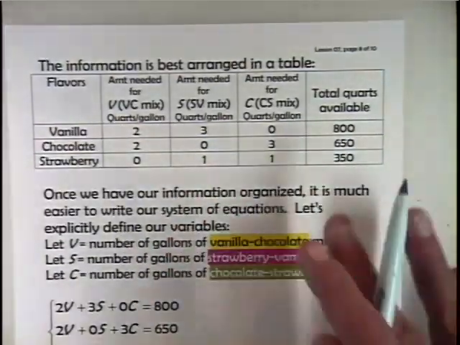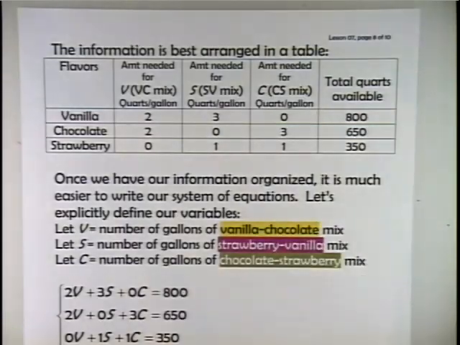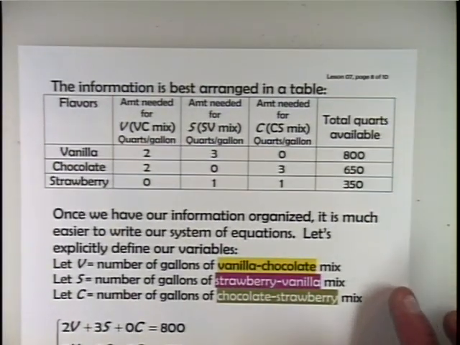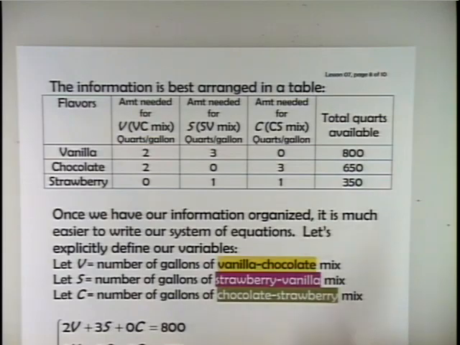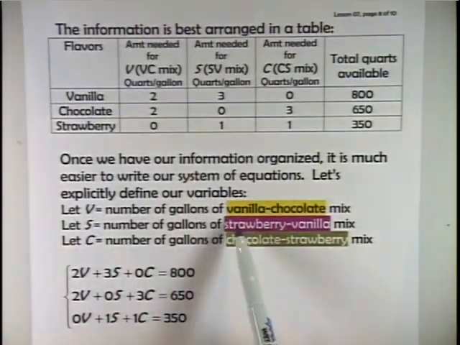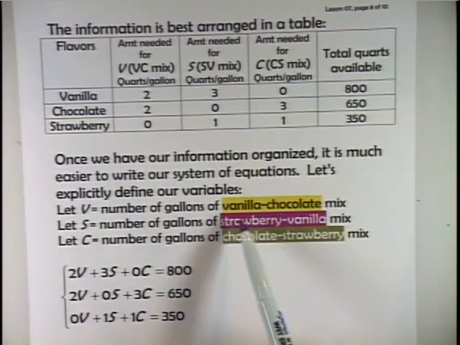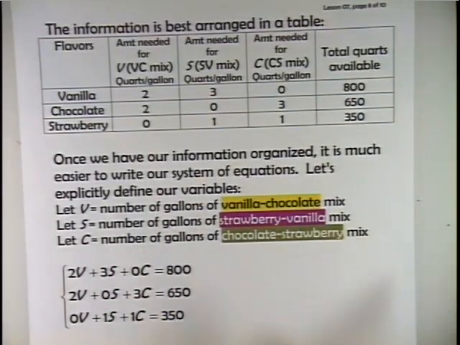Now, that takes a little bit of effort to organize it like that. But once you do have it organized like that, it's going to pay giant dividends because it makes the setup of the equation very, very easy. So what we want to do next is explicitly define our 3 unknowns. We're trying to find the number of gallons of each that we have to make. So I'm going to let V equal the number of gallons of vanilla chocolate, S the number of gallons of strawberry vanilla, and C the number of gallons of chocolate strawberry.